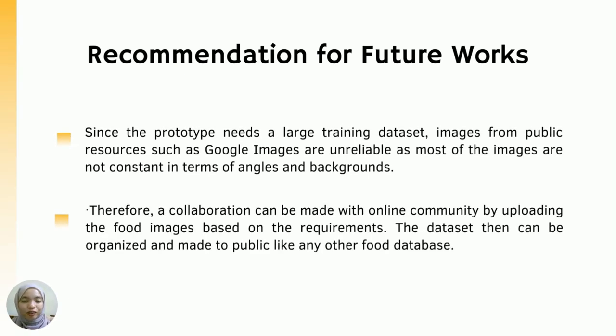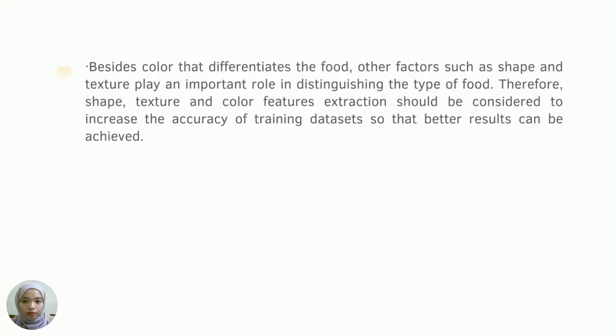So, recommendations for future work. Since the prototype itself needs a large training set, images from public resources such as Google Images are unreliable, as most of the images are not constant in terms of the angles and also the background. Therefore, a suggestion is to collaborate with the online community by uploading food images based on the requirements. The dataset can then be organized and made public like any other food database available on the internet.